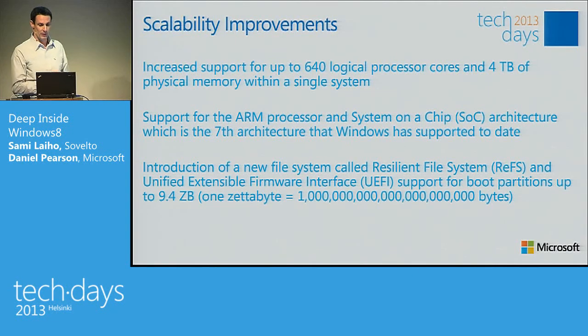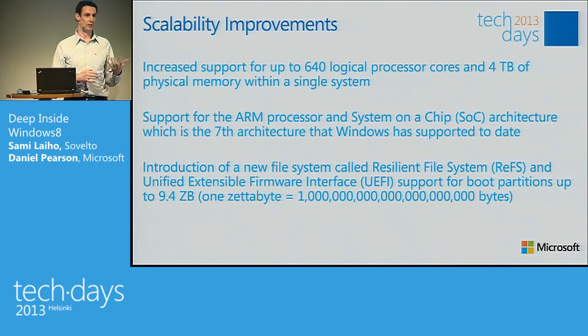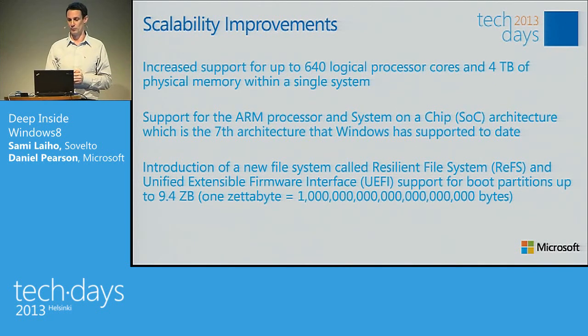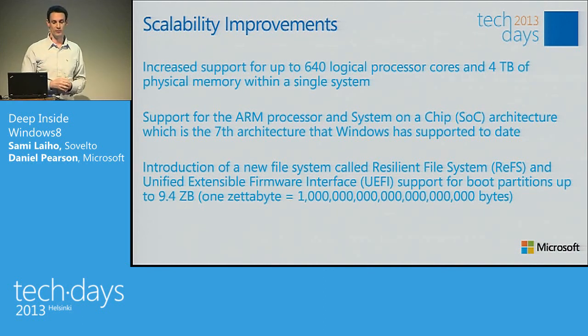There's actually a new file system as well that's been introduced, called ReFS, the Resilient File System. It's actually not really a file system as such. It's a layer built on top of NTFS. This allows for much larger partitions, much larger file sizes. The maximum file size, for example, is 16 exabytes. It's actually 16 exabytes minus 1 byte, but who's counting?